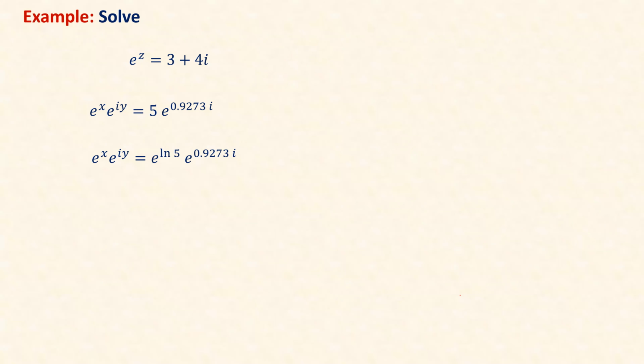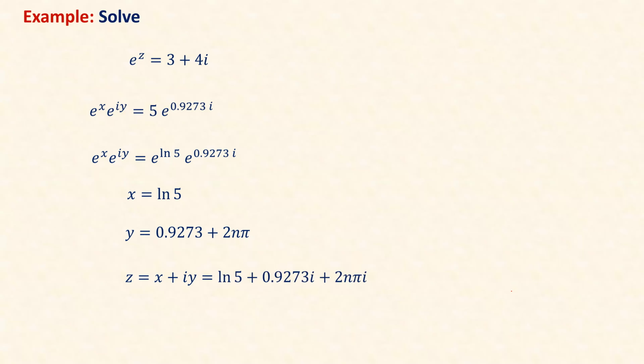And therefore, if these two are the same, the moduli should be the same, the arguments should be the same. So the x should be ln of 5, and y should be that, but there's a little bit of complication because you need to add 2n pi to it, right? So z becomes x plus iy, which is ln of 5 plus 0.9273i plus 2n pi i.